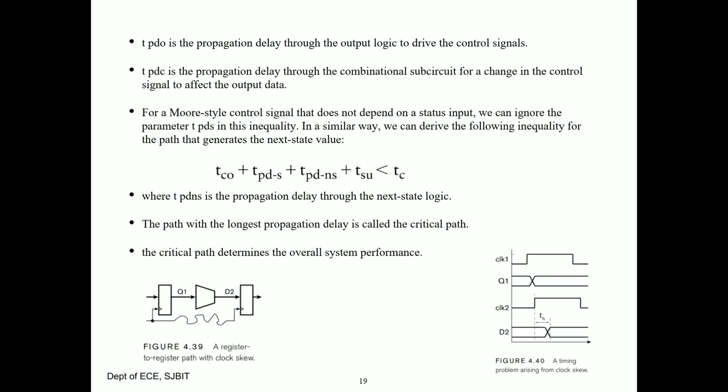The delays introduced here are TPDO, TPDC and TPD, TCO, TSU: setup time, clock to output time, propagation delay of the sub-circuit, propagation delay of the next stage. So we have certain propagation delay concepts, and the summation of all of them should be less than the total clock cycle time. That has been indicated in this diagram. Clock 1 and clock 2 are applied at the same time, but since you have a long wire which has a propagation delay, there is a certain amount of variation. So this is about the static load levels.